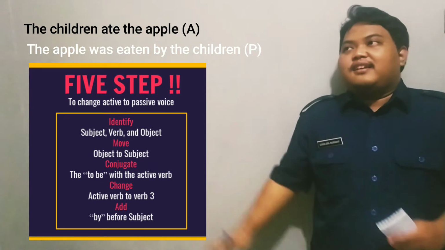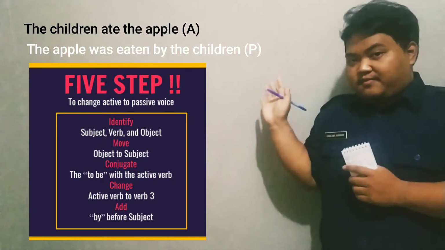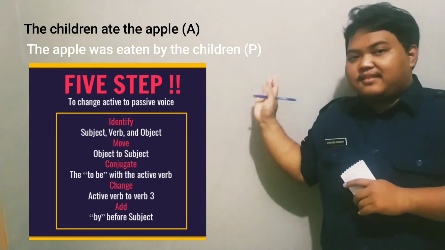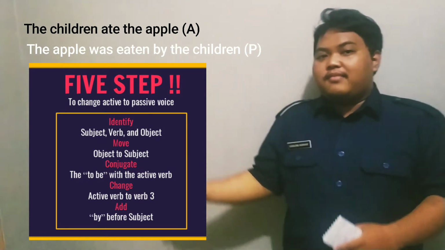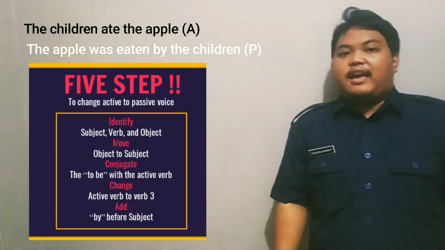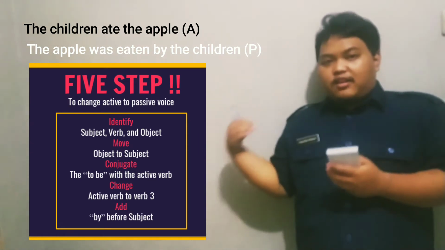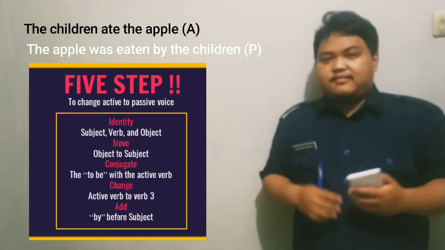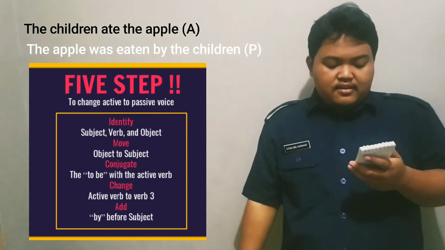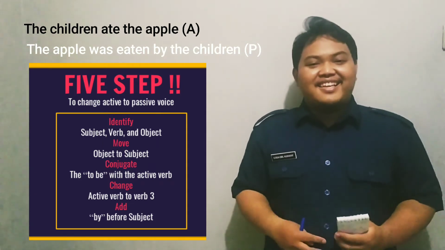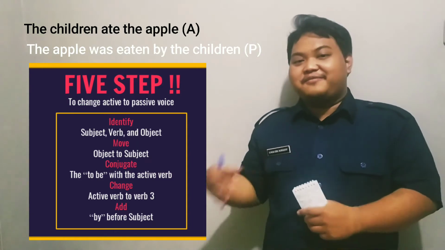So that's the thing. The object at active voice will become a subject in passive voice, and the subject at active voice will become an object at passive voice. Remember that, okay? Step 3, conjugate. Conjugate the be into the action verbs.